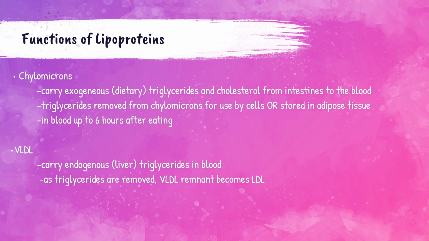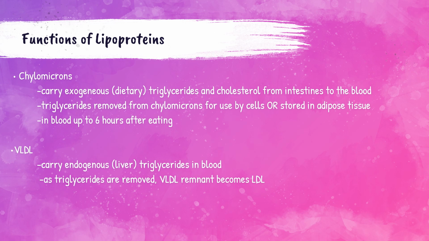So once in the bloodstream, the triglycerides are removed from the chylomicrons to be used by the cells of the body, or if it doesn't need those, it is then stored in adipose or fatty tissue. Chylomicrons stay in the bloodstream for up to about 6 hours after a meal. When run via electrophoresis, chylomicrons stay near the origin of the well.